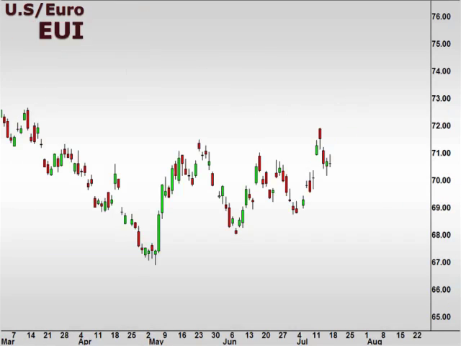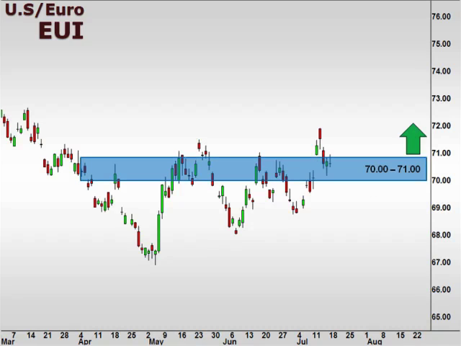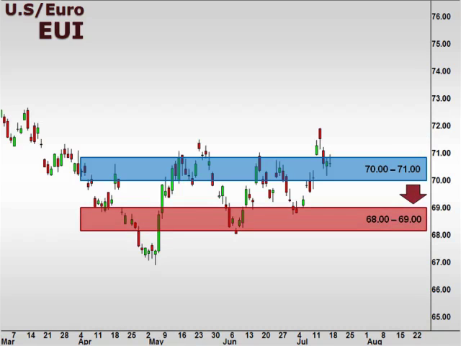Let's take a look at the U.S. dollar versus the euro as seen here in the ISC FX options pair value EUI. Well, we identified a sideways triangle last week indicating indecisiveness. Now, although the EUI broke the upper trend line, the 70-71 zone still acts as resistance to any continuation higher. A break above 71 should confirm a follow-through to the upside. A break below 70 is likely to yield the test of support at 68.